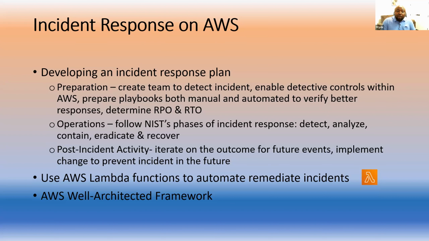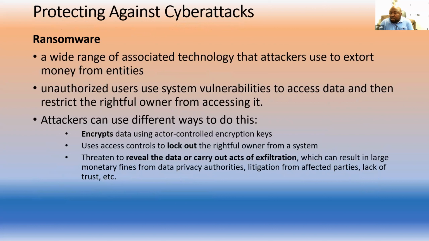Besides all that, there's the Well-Architected Framework advertised by AWS. If you build your network or your system in a well-architected manner, following those guidelines given by AWS, this will better help you to resolve issues when they come up, if you follow those best practices. And also, another thing I just wanted to mention here is that you can use Lambda functions, which is another tool within AWS. You can use that to remediate incidents when they come up.